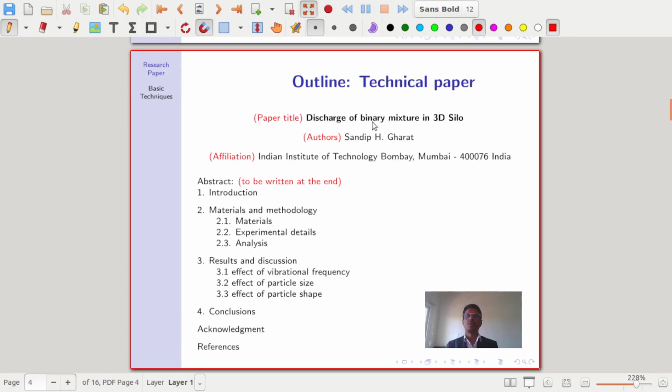Outline of the paper. Every paper has a title, name of the author, affiliation, 4 important sections, acknowledgement and references. We'll see these sections one by one.